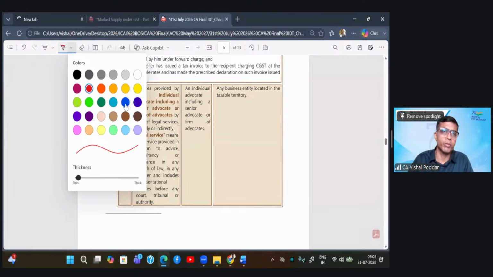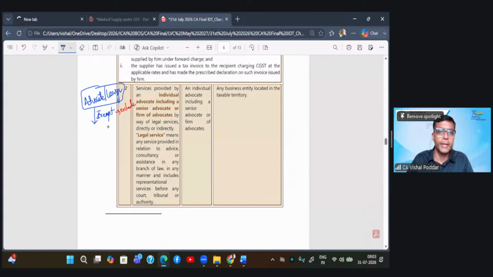There is no question of forward charge, reverse charge. Then if it is not exempt, then it becomes taxable. Which service? Lawyer service, and which is a legal service. So check exemption chapter. If the lawyer service is not fitting in exemption, now it is a taxable legal service. Now within taxable legal service, again you have to check for conditions.